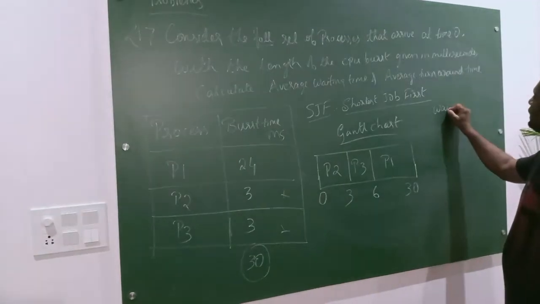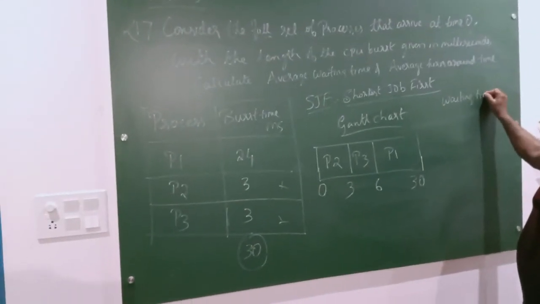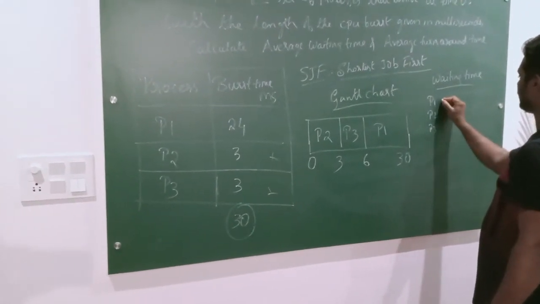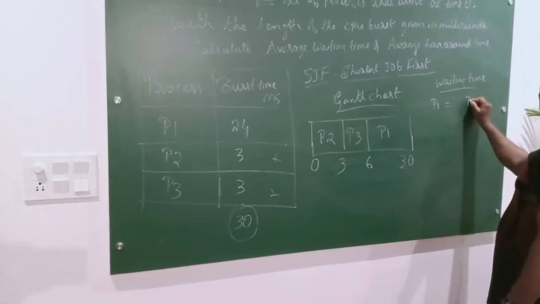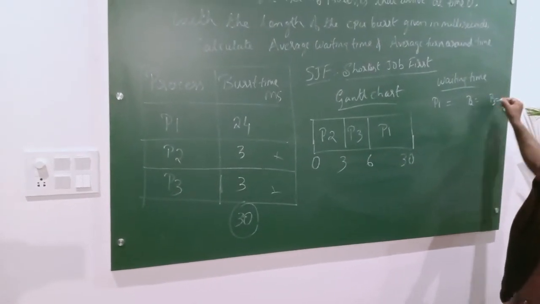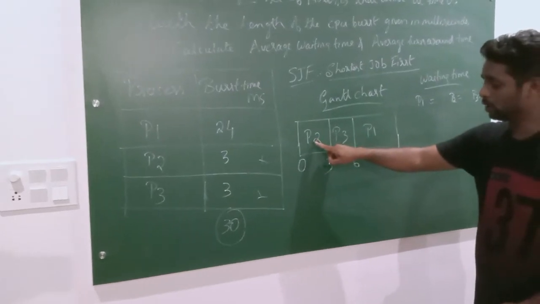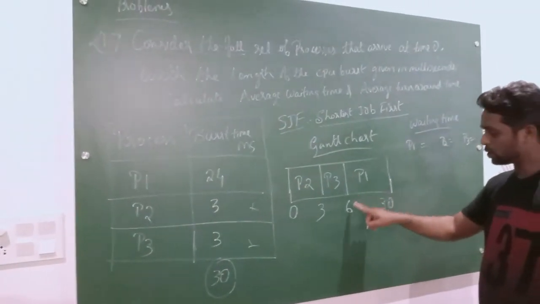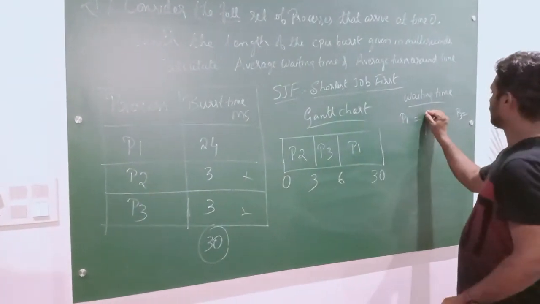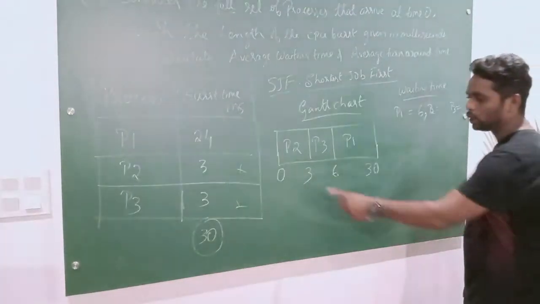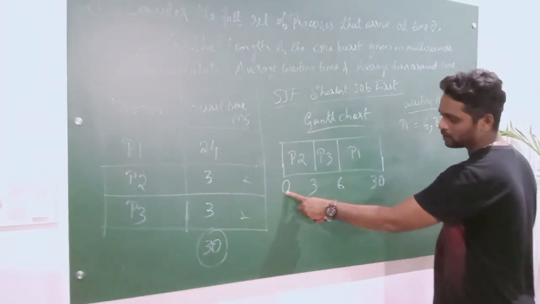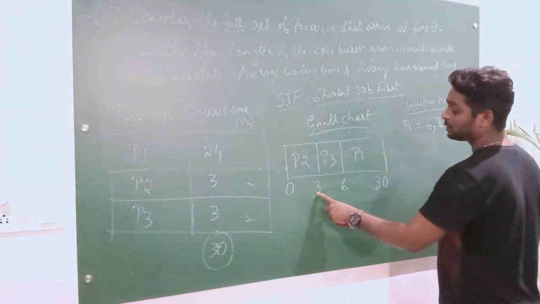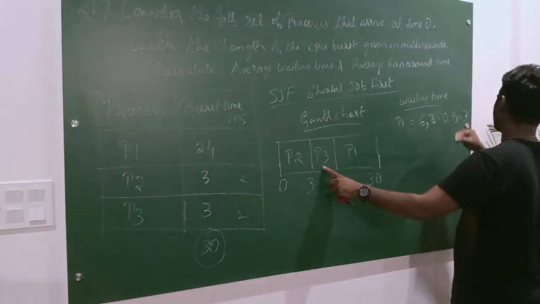Now, how to calculate waiting time? So P1, P2 and P3. I'll write here itself. Don't get confused, P1 will not always be on your left side. Here P1 is there. After how much time did it get the CPU for execution? After 6 seconds towards the left. P2 has not waited at all. As soon as it enters the ready queue, it got the CPU for execution, that is 0 seconds. P3, after 3 seconds, it got the CPU for execution. So this is your waiting time.